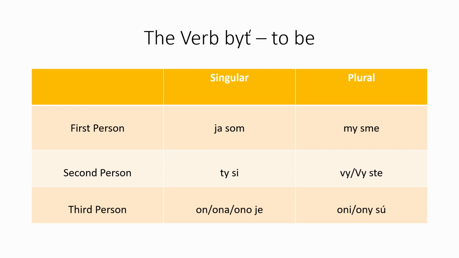Ja som, ty si, on, ona, ono je, my sme, vy ste, oni sú. This verb will be used a lot of times in the Slovak language, so if you're going to memorize anything from this video, please do memorize this verb. It's very important. It's integral to many questions, as we've already seen. For example, where are you from? Odkiaľ ste uses, once again, the second person plural conjugation of the verb to be.